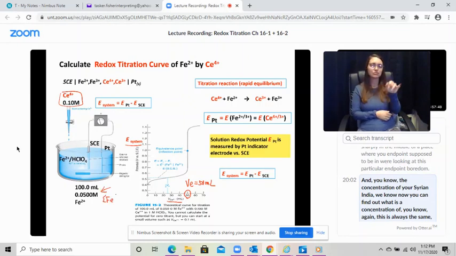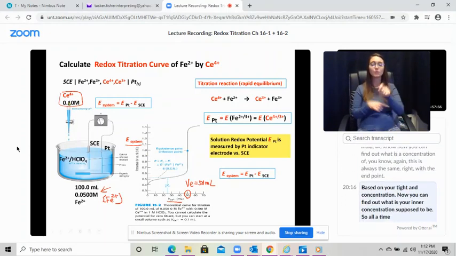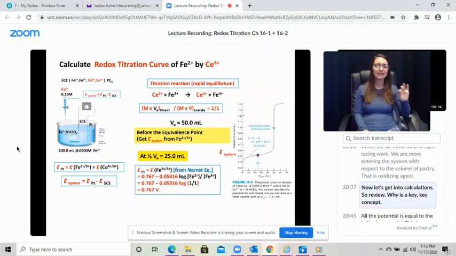Again, this is always the same, right? With the endpoint, based on your titrant concentration, now you can find out what your analyte concentration is supposed to be. So all the time, when we do those kinds of titration work, we are monitoring the E system with respect to the volume of titrant, that is the oxidizing agent. Now let's get into calculations. So, review what the key concept is.